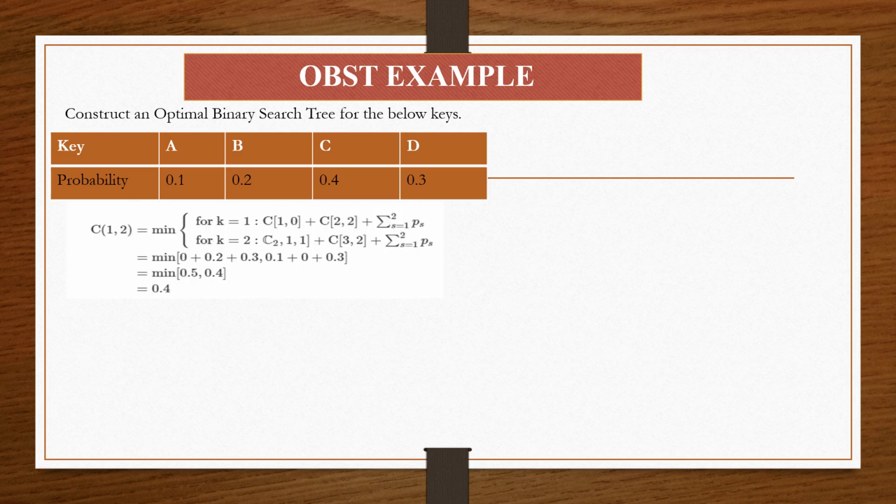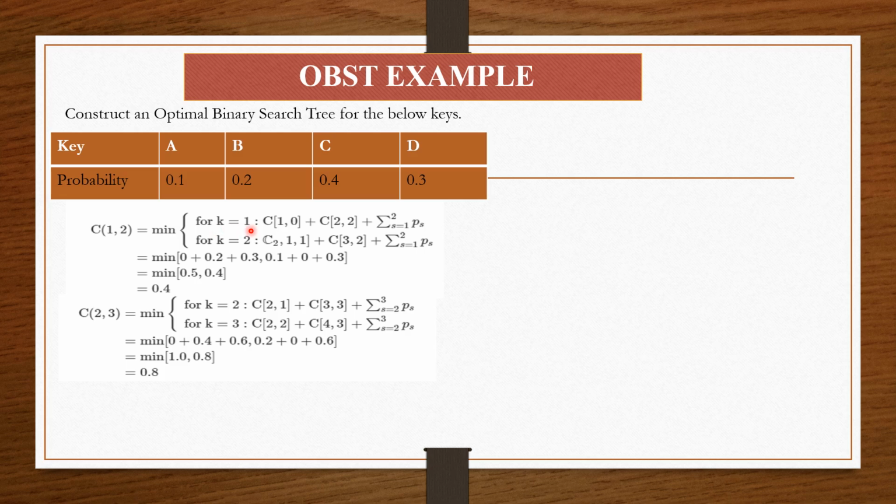So we apply the same formula here. C(i,j), where i is 1, j is 2. Apply the same formula. k will have the value i to j. So when k is 1, we calculate, and when k is 2, we calculate. And then of these two calculations, we take the minimum. So when k is 1, C(1,0) plus C(2,2) plus summation of the probabilities of 1 to 2. Here also summation of probabilities of 1 to 2.